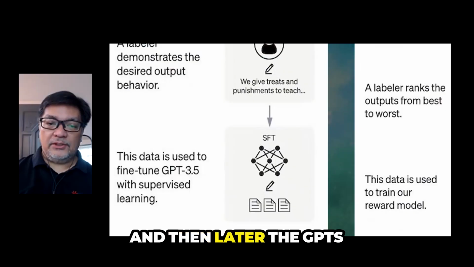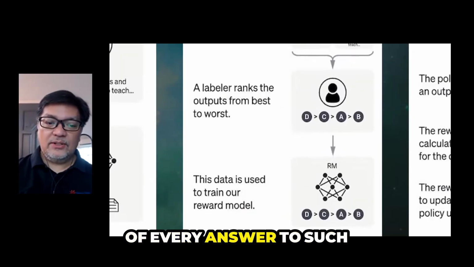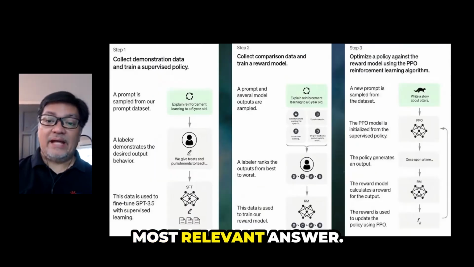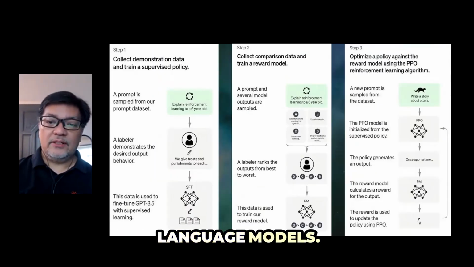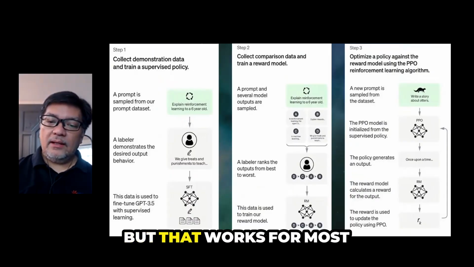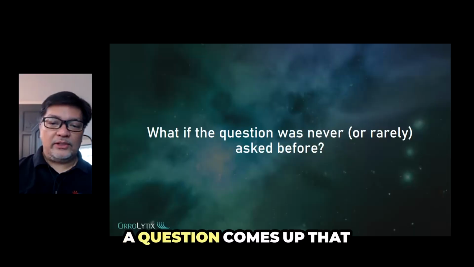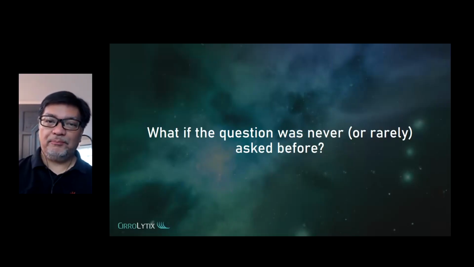And then later, the GPTs learned to rank the importance of every answer to such a point that it should be able to give you the most relevant answer. And that's what's now known as these language models. But that works for most inquiries. What if a question comes up that was never asked before or rarely asked before?